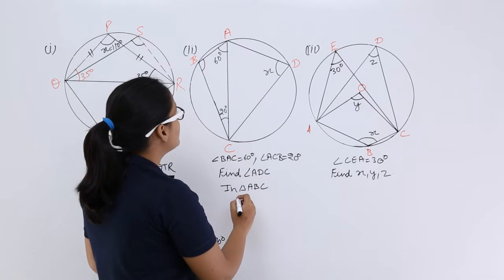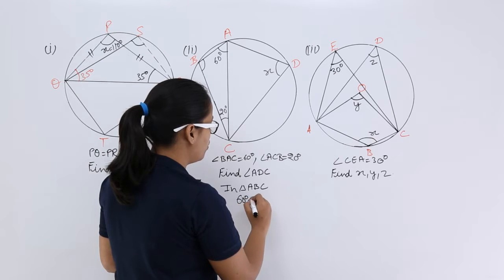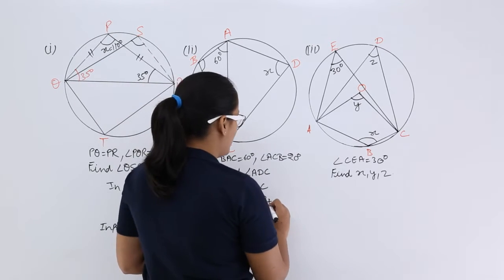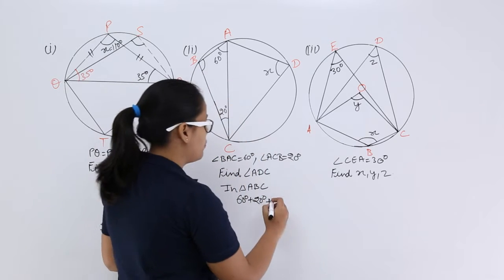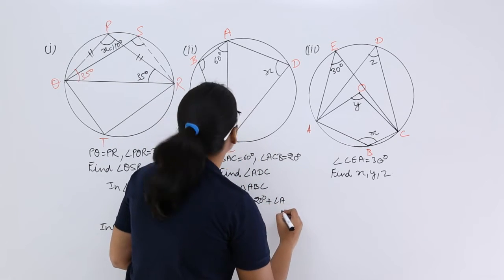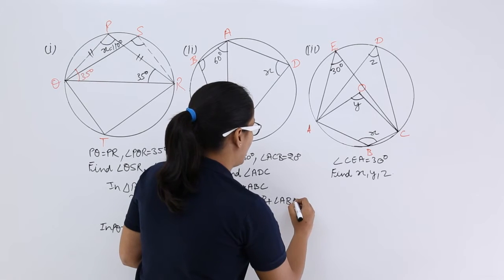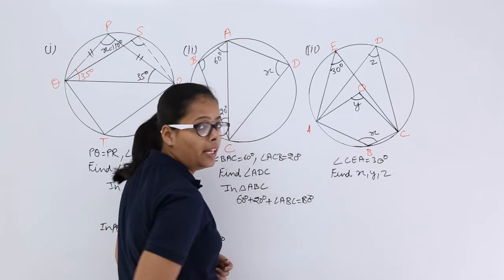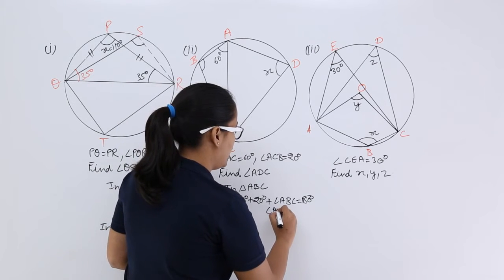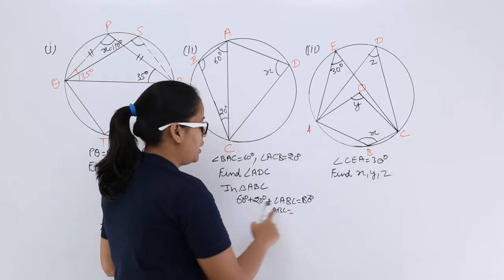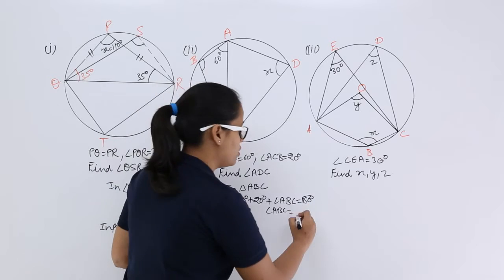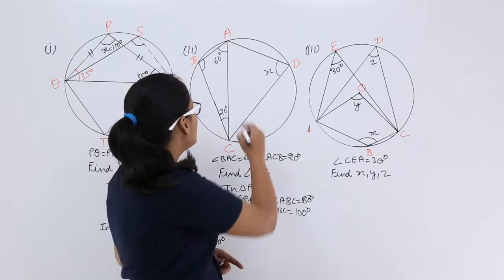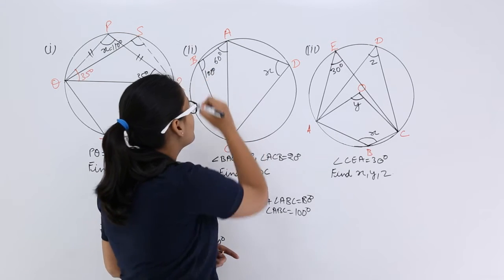So in triangle ABC, you know two of its angles, which is 60 degree plus 20 degree. Now what will be the angle B? You need to calculate angle ABC, and sum of these is equal to 180 degree. Now angle ABC will be 180 degree minus 80 degree. So this will give you 100 degree. So this value is coming out to be 100 degree.